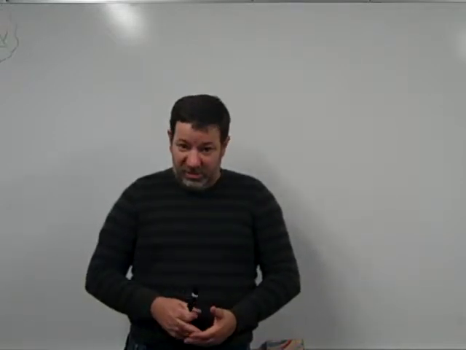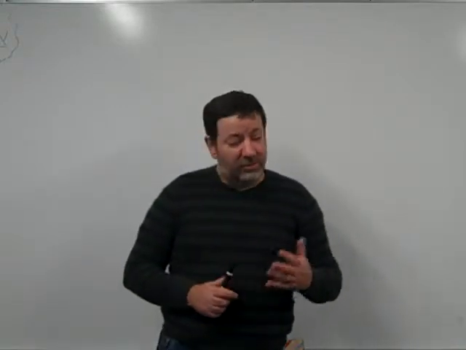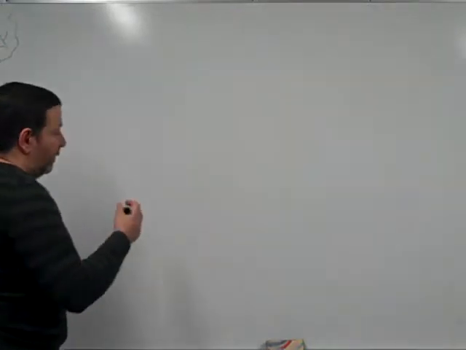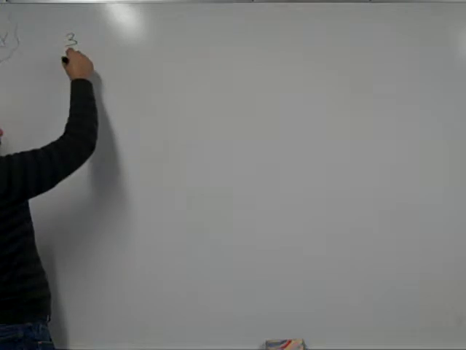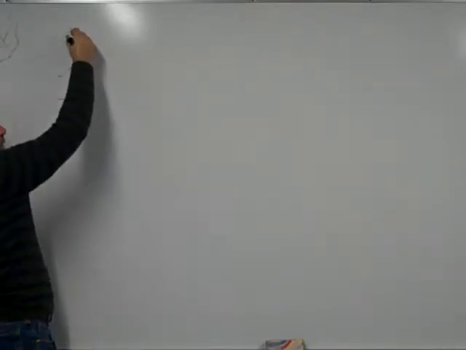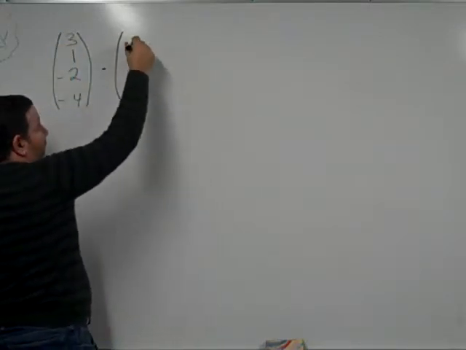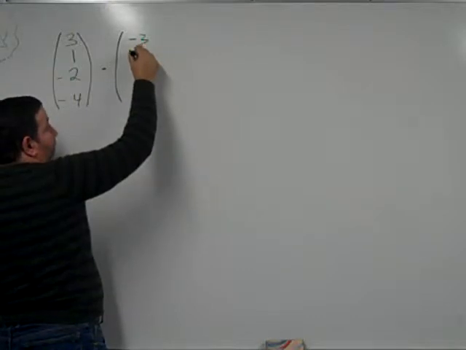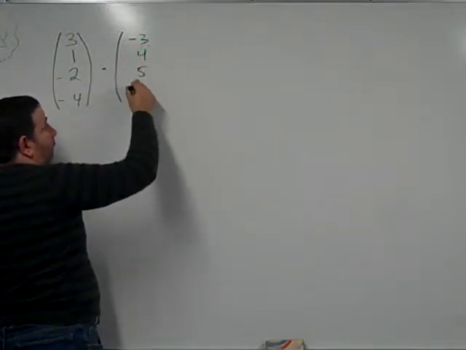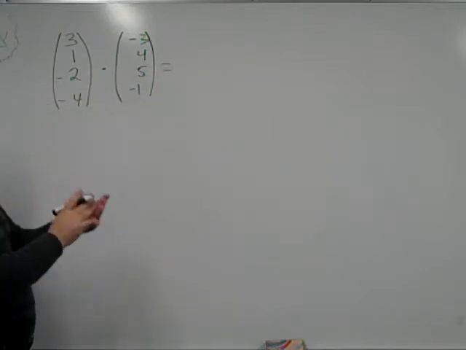I'm going to show you how to multiply two matrices. But first, we need to go over what the dot product is. Suppose you have this column of numbers: 3, 1, -2, -4. Now I'm going to dot this with the following: -3, 4, 5, -1. Now the dot product is very, very simple.